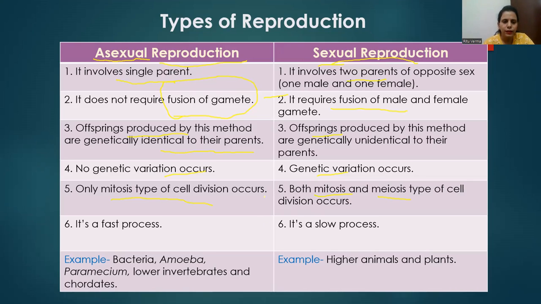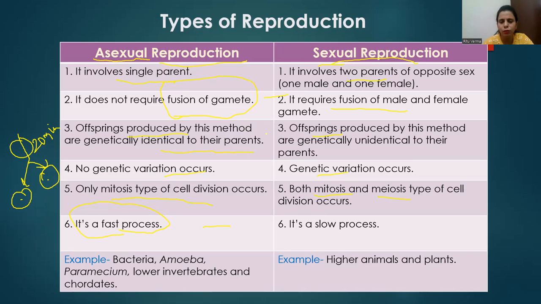Then, asexual reproduction is a very fast process. For example, when we talk about asexual reproduction in bacteria, one bacterium divides and produces two new bacteria or two new daughter cells. One bacterium almost divides in 20 minutes. So asexual reproduction is a very fast process, but sexual reproduction is a very slow process.